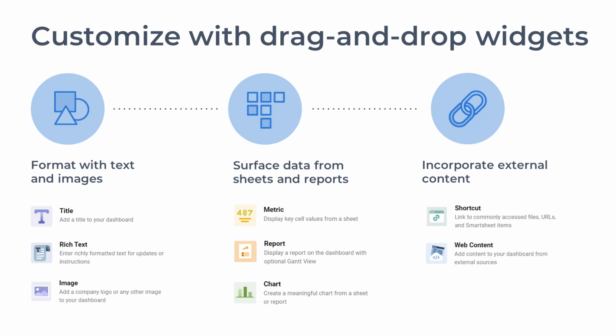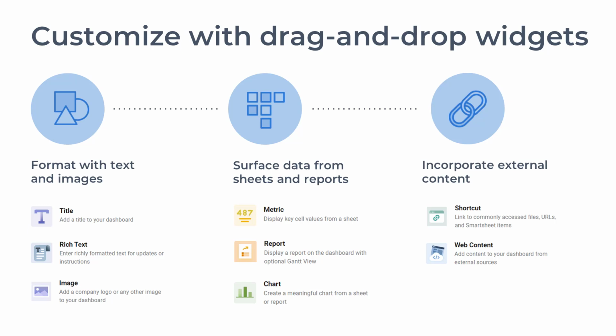And then lastly, I talked about making sure that your dashboard is a single source of everything that's needed for the work that you're managing. You can do that with a shortcut widget, linking out to those critical and commonly accessed files and URLs. And you can do that with a web content widget. And that web content widget is really the one that's going to let you embed items directly into your dashboard from external sources.